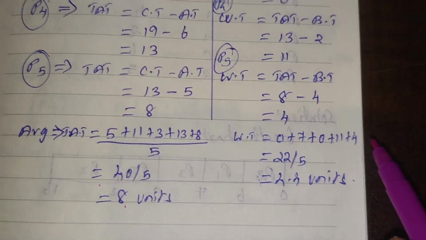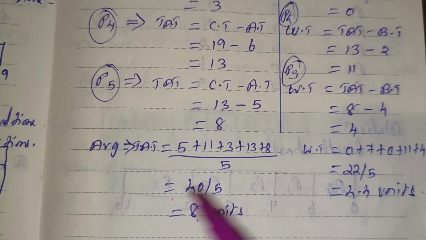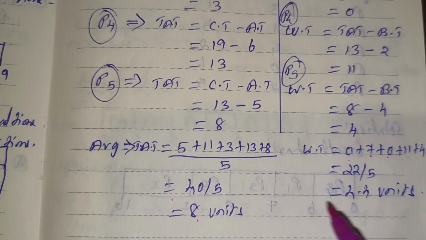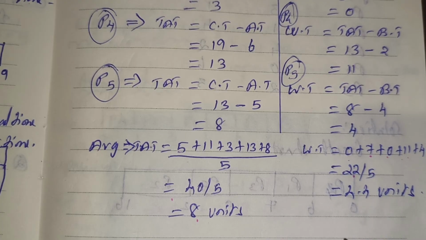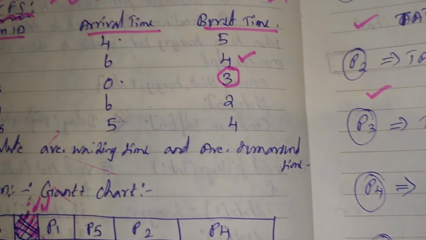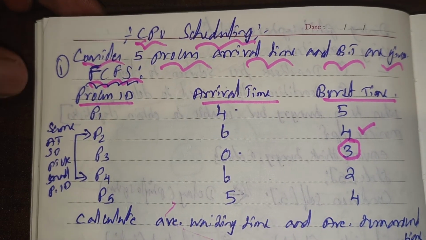And you can check it over here. Waiting time is equal to, again I am going to calculate 0 plus 7 plus 0 plus 11 plus 4. So the total is 22 divided by 5, the answer is 4.4 units, right? This is the average waiting time for the different processes, right? So I hope that you understand how the CPU scheduling for FCFS actually works.